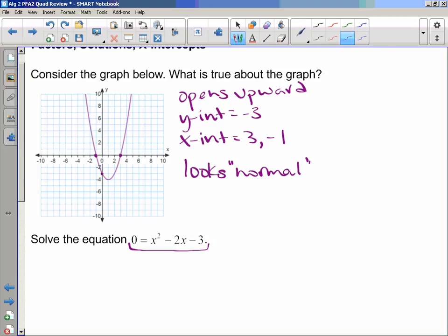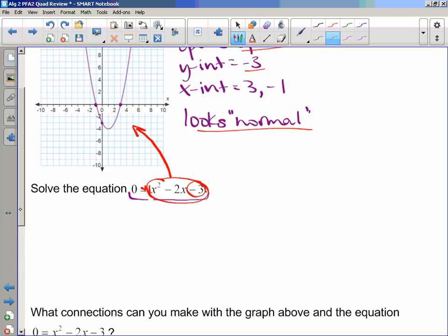Okay. So you may not realize this, but there's a couple of things that I recognize about that equation and the graph. First of all, the y-intercept is -3. Look at the constant at the end, right there. It opens upward. Notice the leading coefficient, it's not negative, it's positive. And also it looks normal, so that leading coefficient isn't anything other than 1. It's not 2 or 1/2, it's just 1. So positive 1 there. So this x squared minus 2x minus 3 could very well possibly be the description of that graph. But what they're wanting us to do right now is to solve.